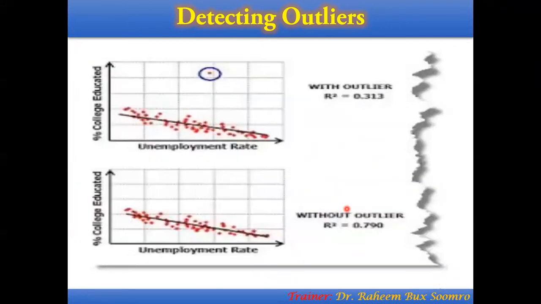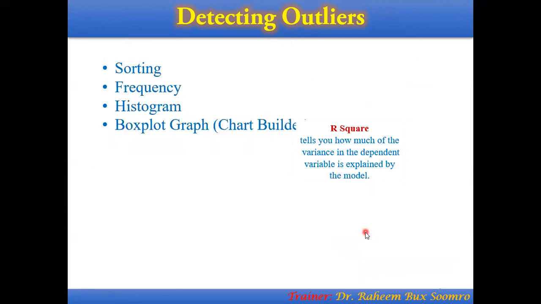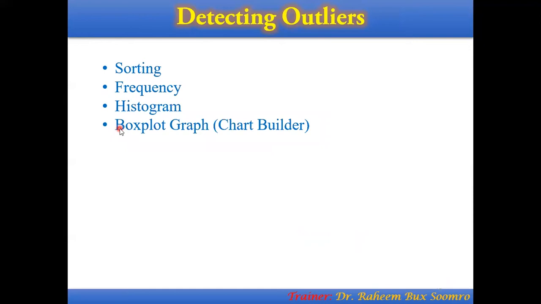And then again, with the outlier, see R square, and without the outlier, see the R square. When the outlier is there, R square is very limited, 0.3, and when we remove the outlier, it is 0.7. Now, how can we remove the outlier? These are the four methods: sorting, frequency, histogram, and box plot. And then on the practical side, I'm going to discuss all these.